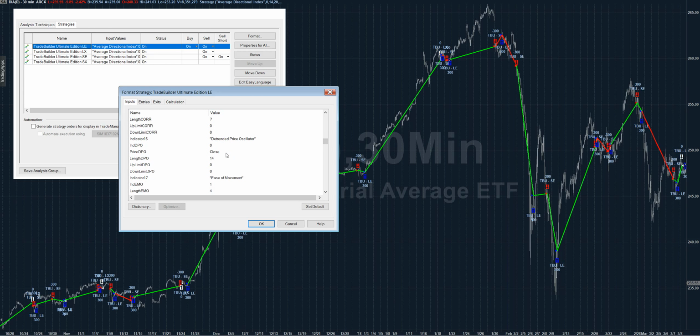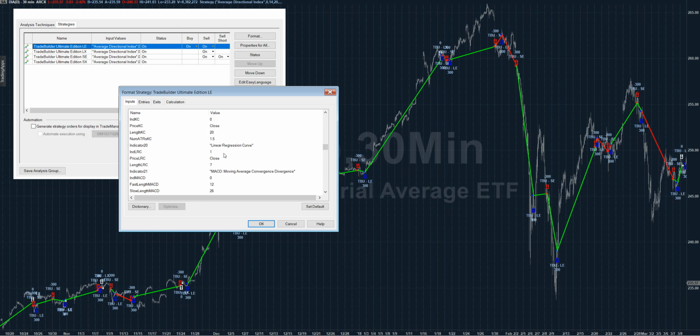So that's one. We also use ease of movement, one of my personal favorite indicators, because it often leads price, and that's probably because it uses volume in addition to price and momentum to calculate an oscillator. So here again we have length, and then up limit, down limit, so long signal, short signal, and so forth.